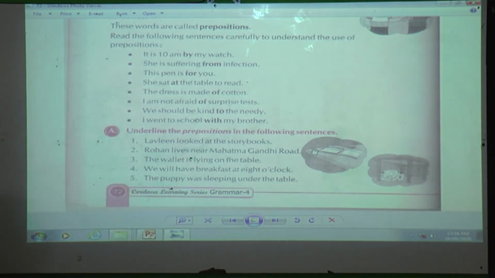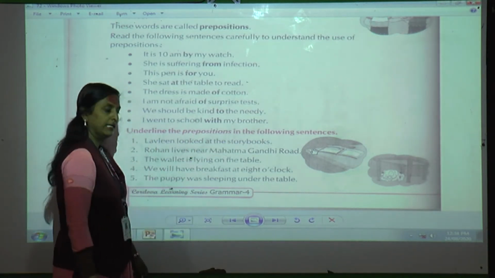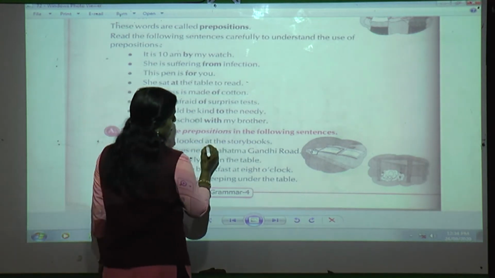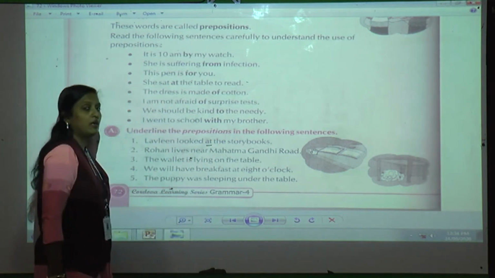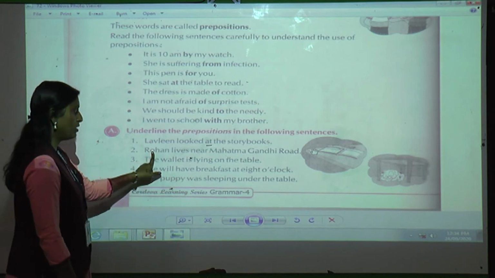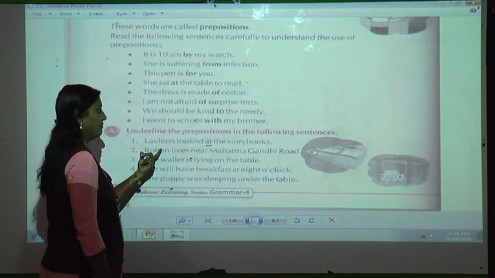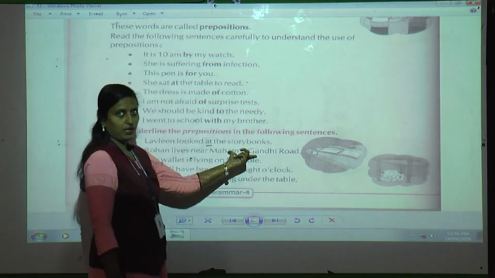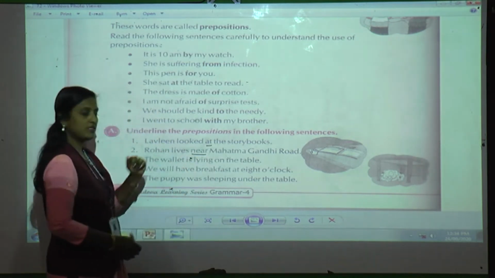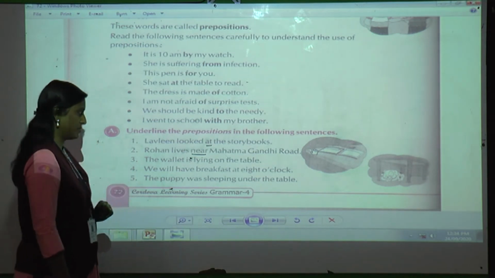First, Loveline looked at the story books. Now Loveline looked. Where did he look? Yes, he looked at the storybook. So which word is connecting? Yes, at. At is a preposition. Rohan lives near Mahatma Gandhi Road. Now Rohan, where does he live? Near Mahatma Gandhi Road. So which word is connecting them? Near. Lives is a verb. So near is a preposition.